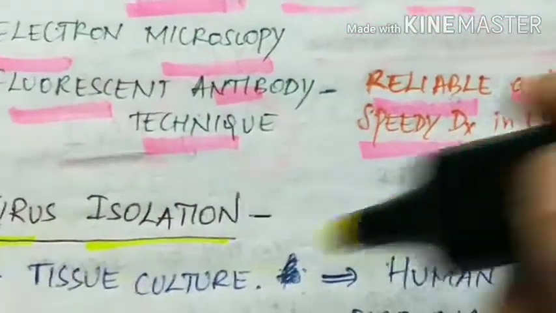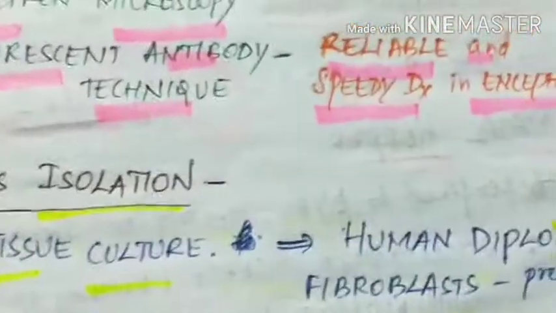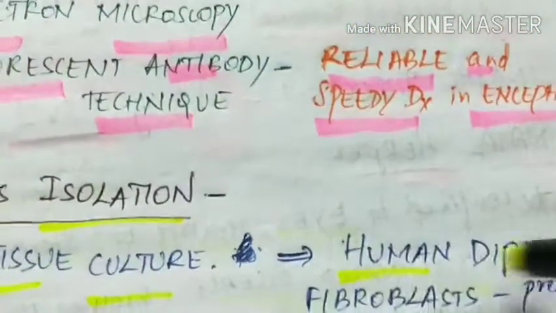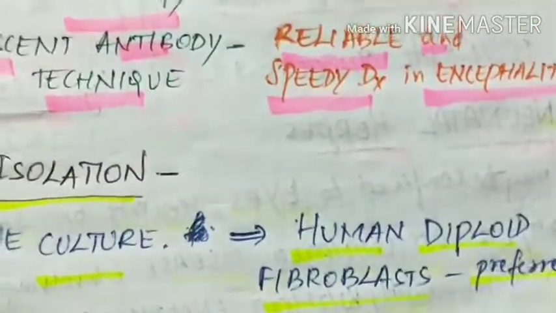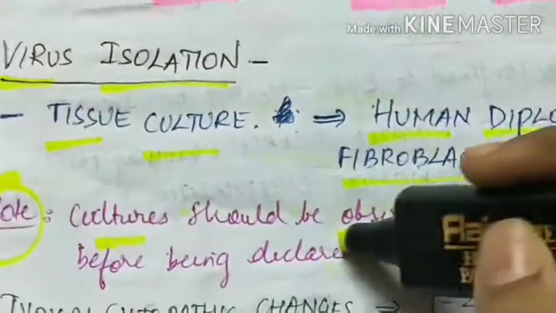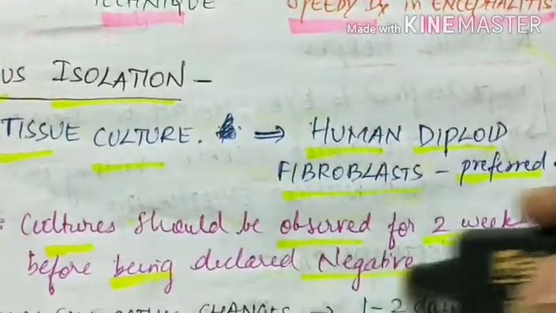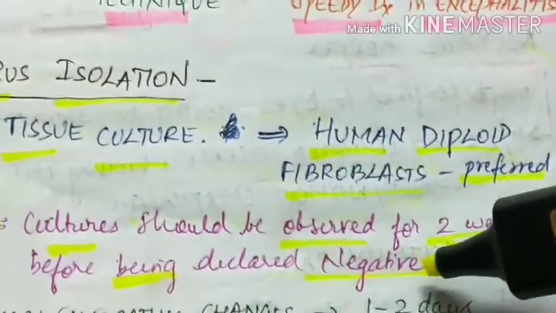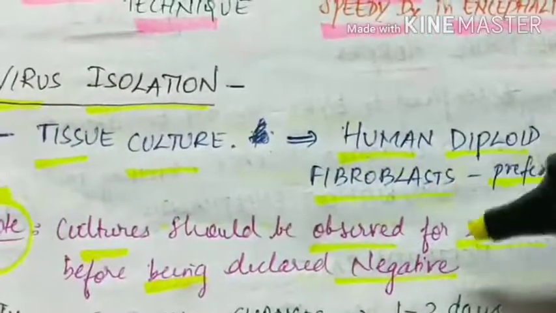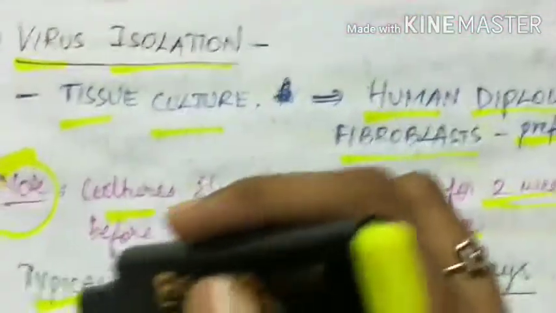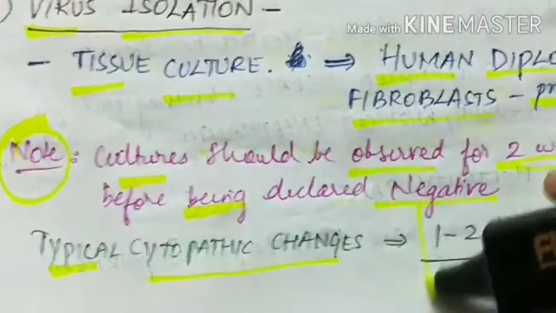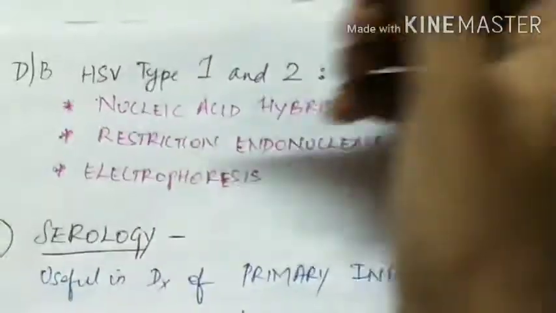This is performed from tissue culture. For tissue culture, the human diploid fibroblasts are preferred. Note: culture should be observed for 2 weeks before being declared negative. So before being declared negative, the culture should be observed for 2 weeks. The typical cytopathic changes occur in 1 to 2 days.